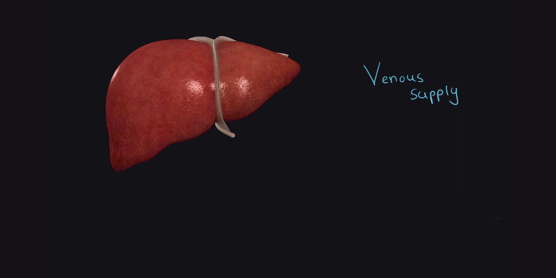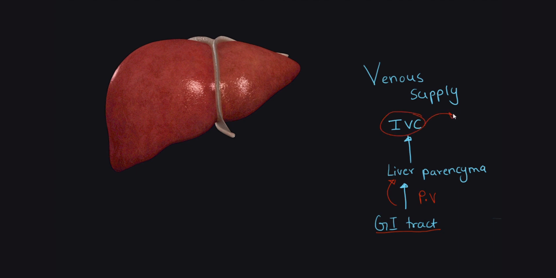So the venous supply of the liver basically goes on like this. There's the GI tract, and the venous blood from the gastric tract goes and drains into the liver parenchyma with the help of the portal vein. And from the liver parenchyma, the blood is then drained into the inferior vena cava and then to the heart, the deoxygenated blood.